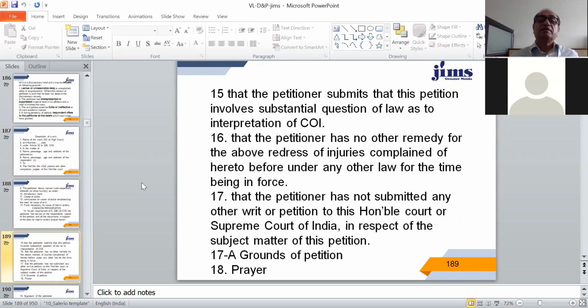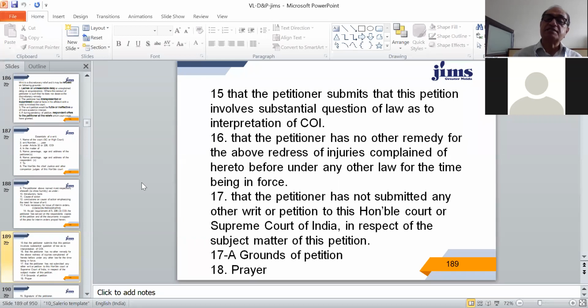Then you will write down that the petitioner submits that this petition involves a substantial question of law as to interpretation of Constitution of India. Then you will write down, dear students, that the petitioner has no other remedy for the redressal of injuries complained of heretofore under any other law for the time being in force. Then you will write down that the petitioner has not submitted any other writ or petition to this Honorable Court or Supreme Court of India in respect of the subject matter of this petition.